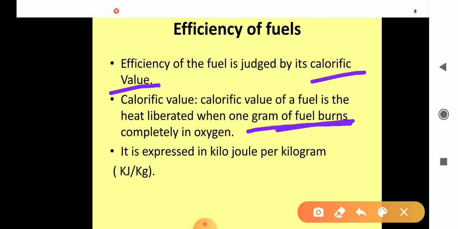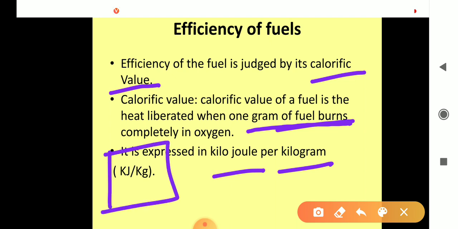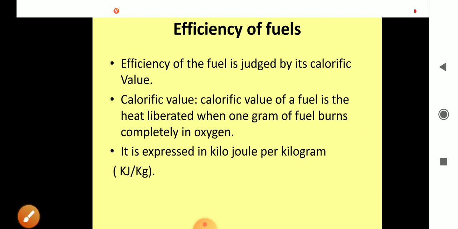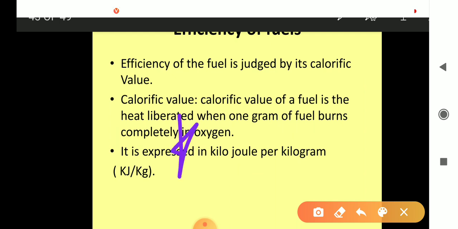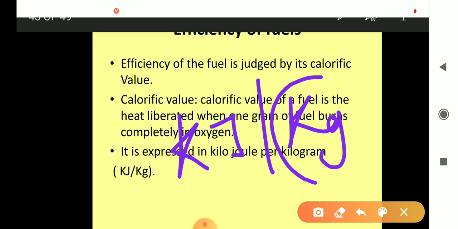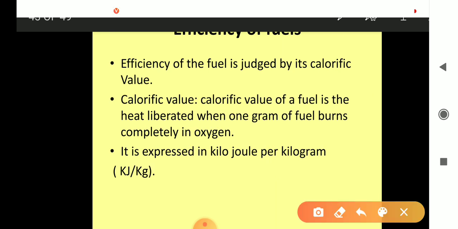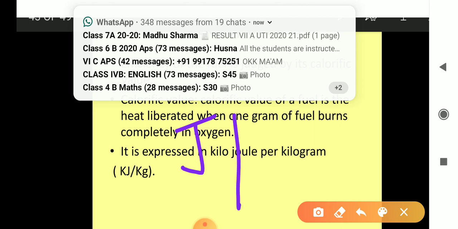It can be expressed in kilojoule per gram. You can see the unit kilojoule per kg. Now see, kilojoule per kg. It means if we are taking 1 kg of fuel, then the heat generated by this 1 kg of fuel is called the calorific value of that fuel, and it will be measured in kilojoule. And if we are taking only 1 gram of the fuel, then it will be joule per gram, right? Okay, now see next.